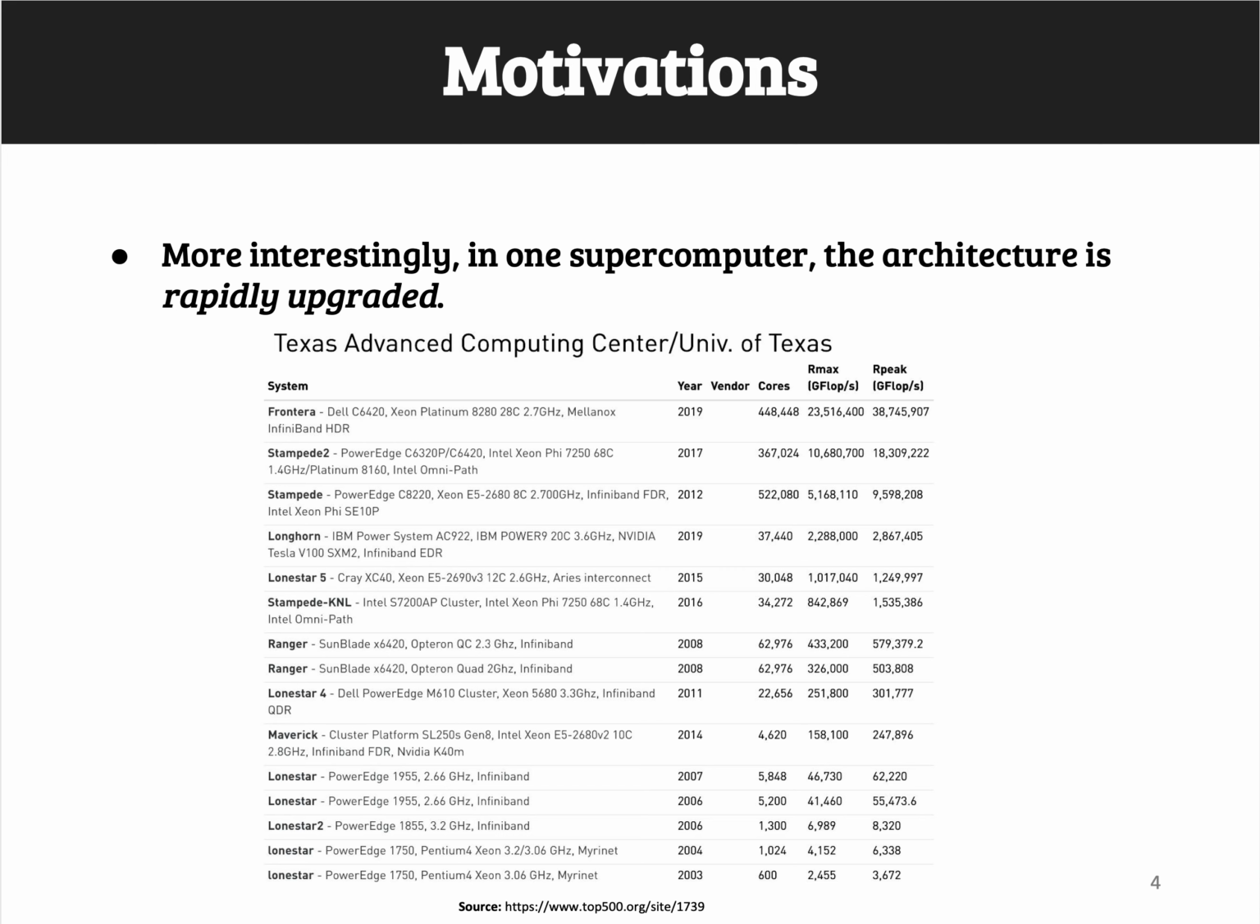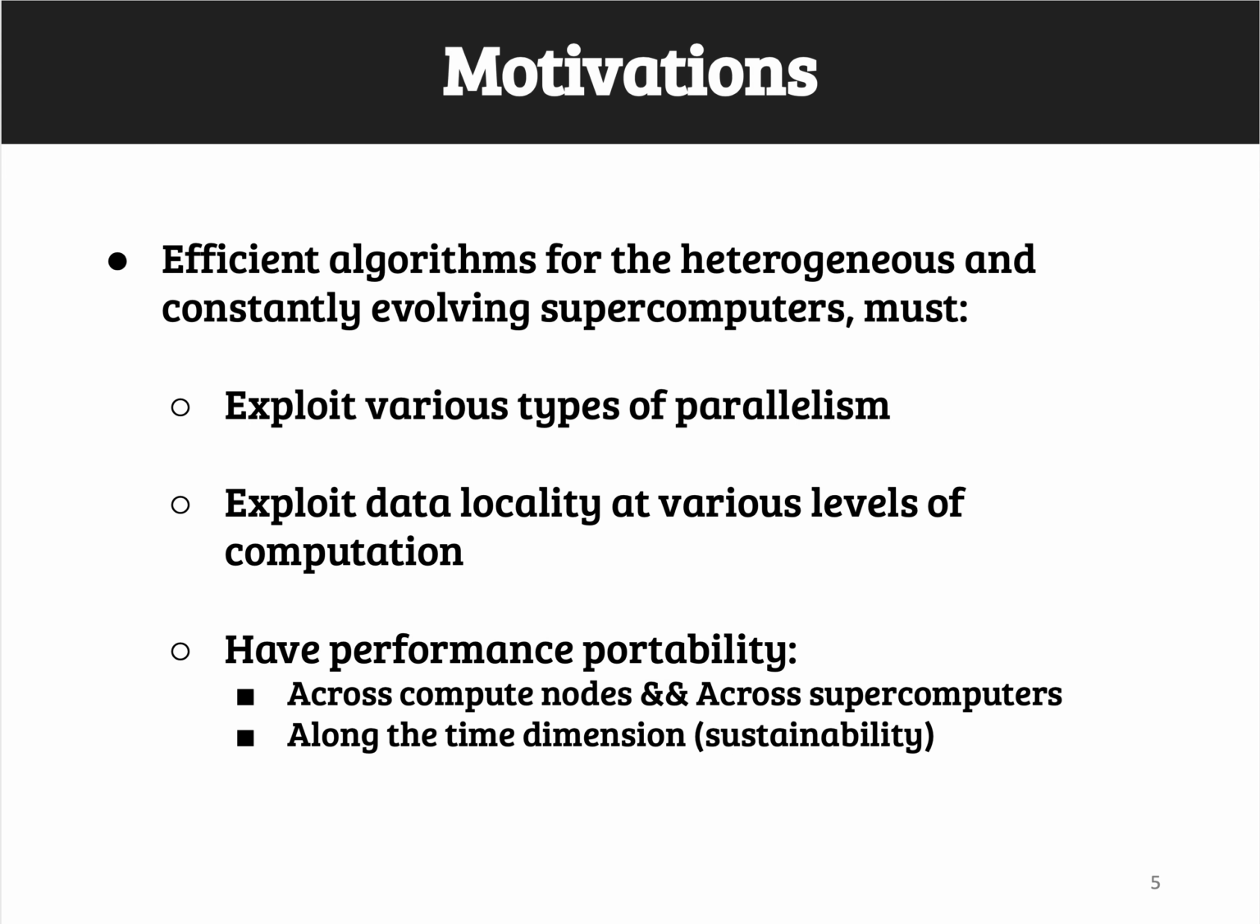For example, the supercomputer Lone Star got upgraded several times in 2004, 2006, 2007, 2011, and 2015. As a result, efficient algorithm for such heterogeneous and constantly evolving supercomputers must exploit various types of parallelism, must exploit data locality at various levels of computation, and must have performance portability across different nodes in a supercomputer, across different supercomputers, and along the time dimension.